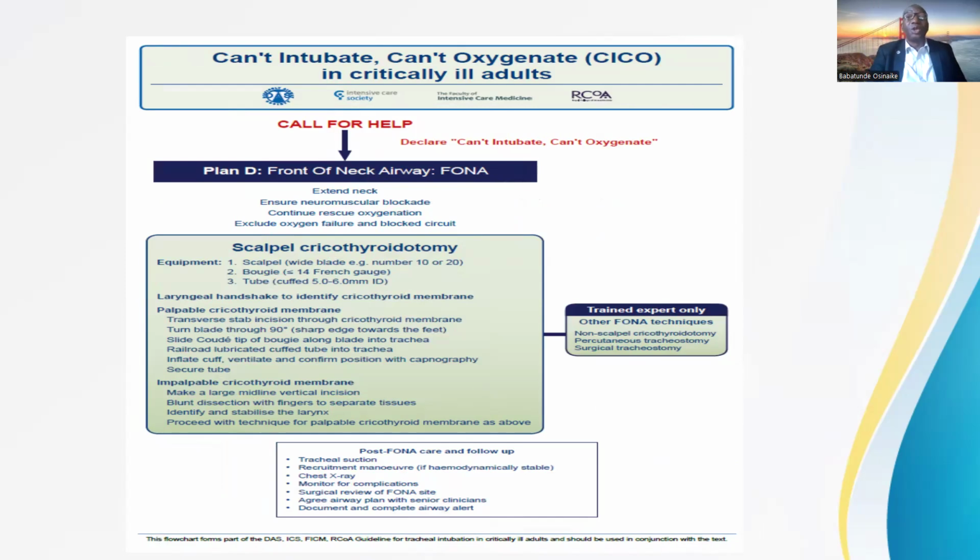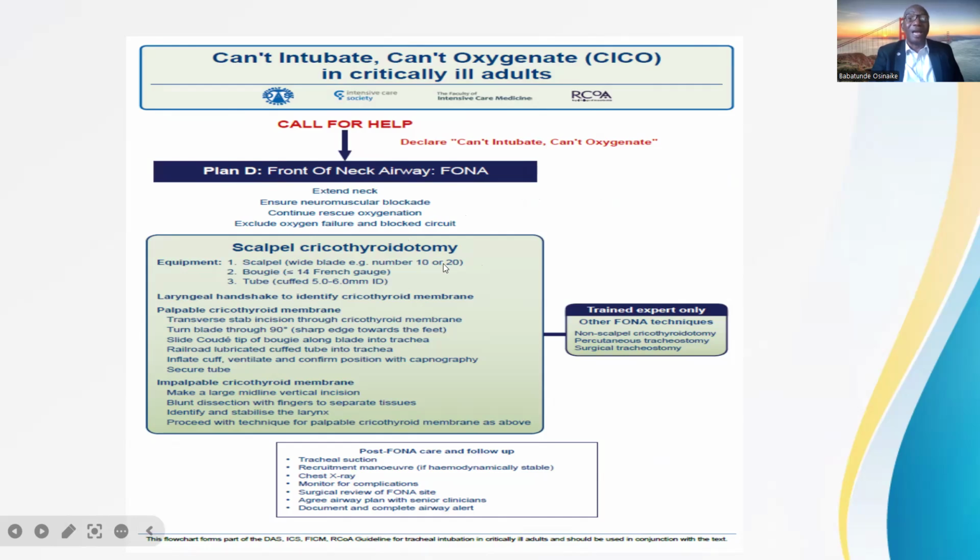Let's go on. So for CICO or CVCI, the can't intubate, can't oxygenate, then you have no choice, you have to go for front of neck access. Every one of us should be able to understand and know how to do this. This should actually be completed in about 15 seconds. So before you do this, extend the neck, ensure the patient is very relaxed, continue rescue oxygenation, and exclude oxygen failure or blocked circuit. You must be sure the oxygen is actually being delivered.